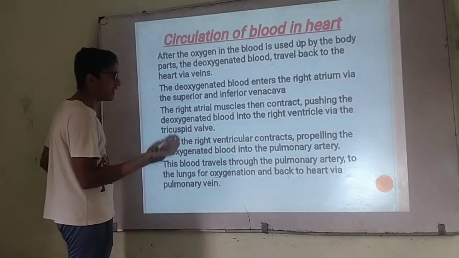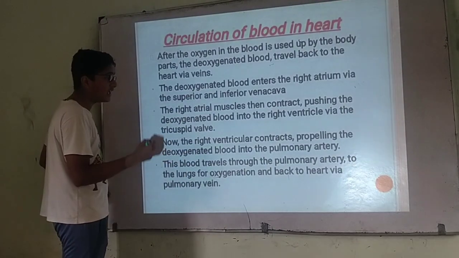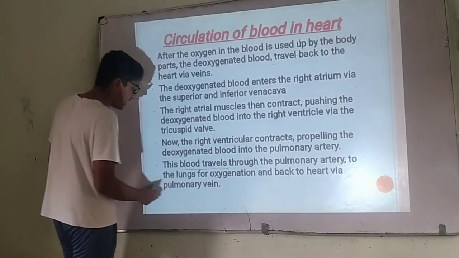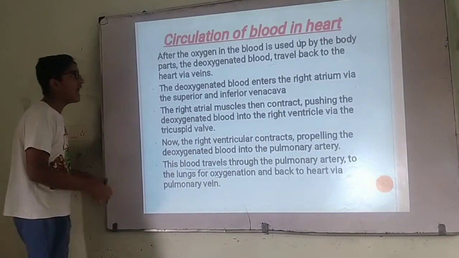Now the right ventricular muscles contract, propelling the deoxygenated blood into the pulmonary artery. This blood travels through the pulmonary artery to the lungs for oxygenation and back to the heart via the pulmonary vein, and this cycle continues.